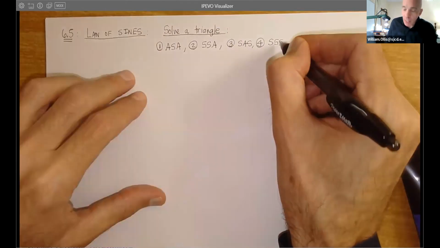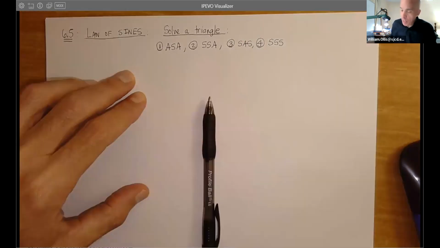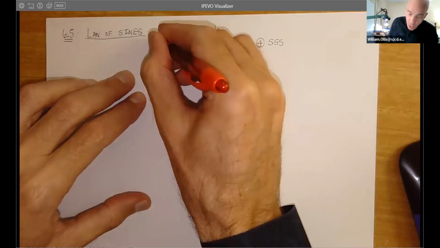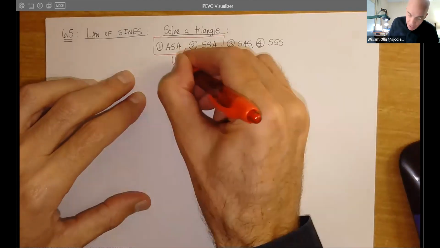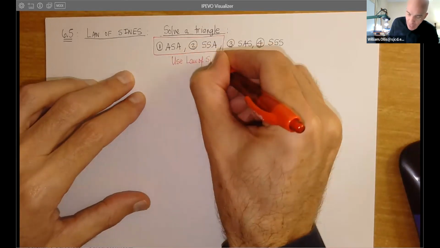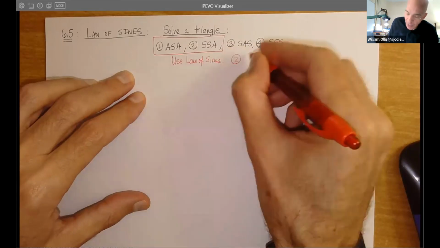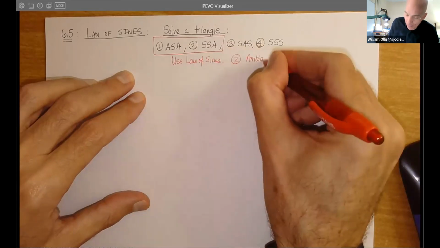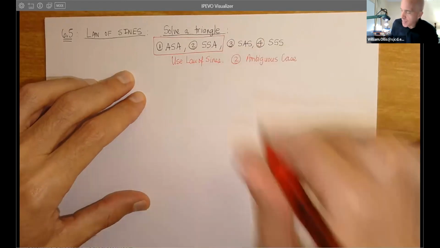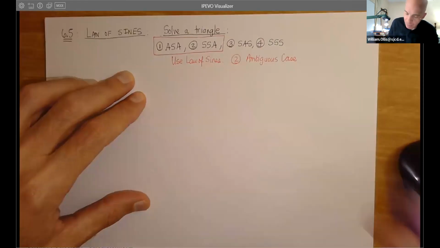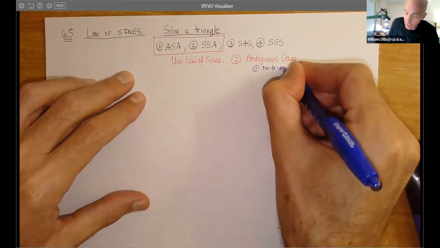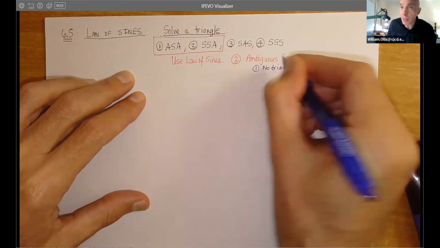Now, when it comes to the law of sines, the first 2 are workable. That is, you can use law of sines. Now, for case 2, this is what we call the ambiguous case, in the sense that, what does that mean? Well, you could have no triangle. That is, maybe the hypothesis doesn't even make any sense. That would go for any of them.